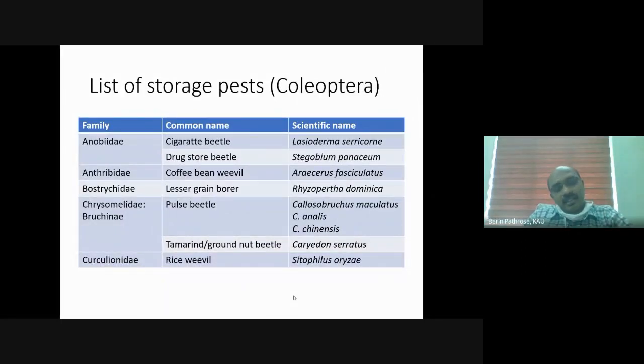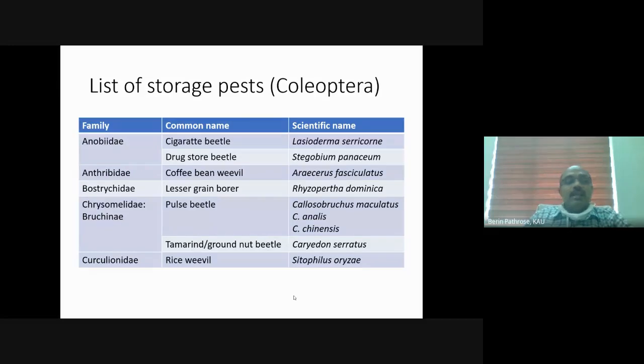Another family is Anobiidae. In Anobiidae we have two insect pests, cigarette beetle and drugstore beetle. Cigarette beetle, the scientific name is Lasioderma serricorne, and drugstore beetle is Stegobium paniceum. So these two are important. Though you may not identify them, both these pests are very common in our households.